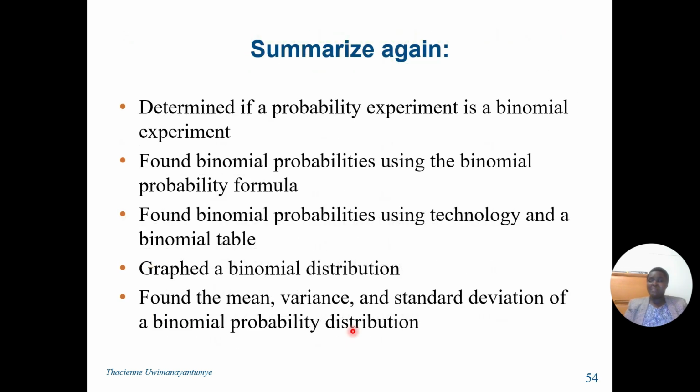In summary, what have you seen now? Up to now we have determined if a probability experiment is a binomial experiment, and we have found the binomial probabilities using the binomial probability formula. We have also found the binomial probabilities using technology and a binomial table. We have graphed the binomial distribution, and we have found the mean, the variance, and the standard deviation of a binomial distribution. And that is for the binomial distribution. But is that all we have to say?